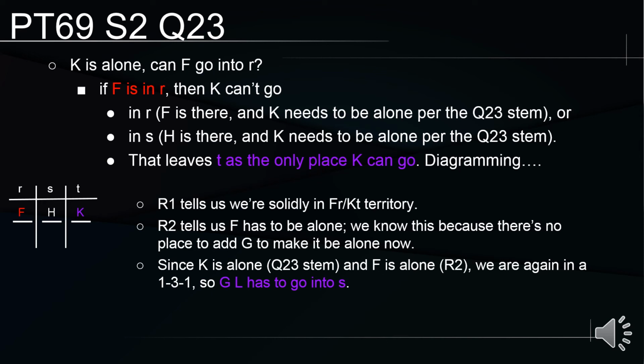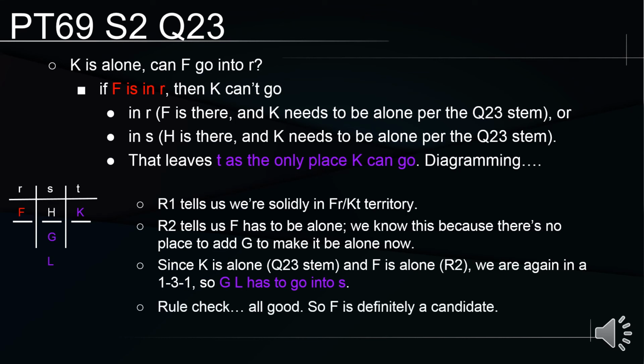No matter whether we put it in R, S, or T, G can never be alone. So according to Rule 2, F has to be the one to take on the mantle of the one being alone. So now we know that F has to be alone, according to Rule 2. And since the question makes K alone, and F is alone in Team R, we are again in a 1-3-1. The only place to put G and the only place to put L is in Team S, like so.